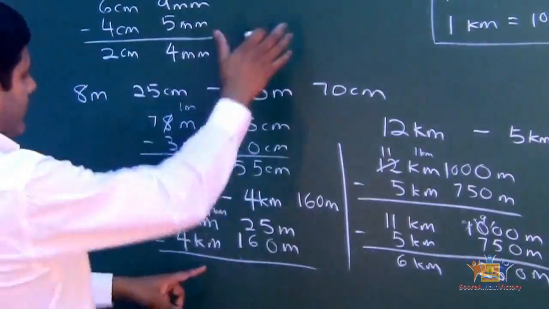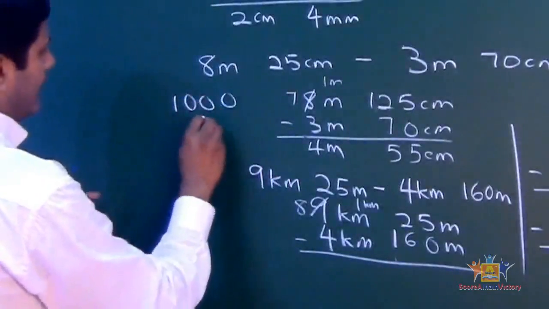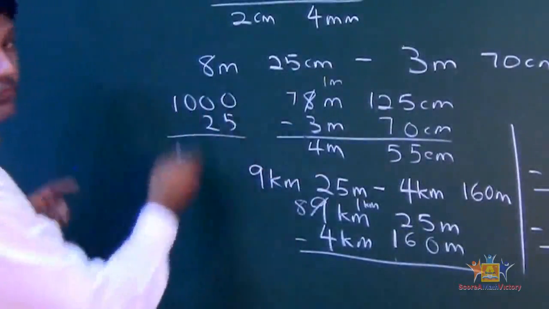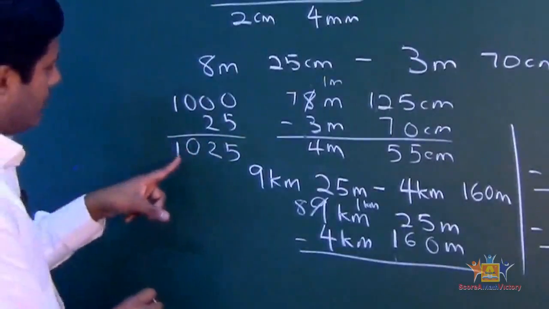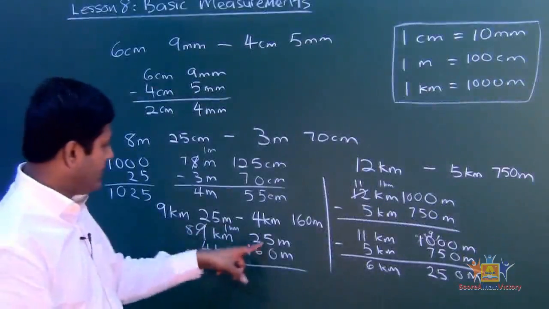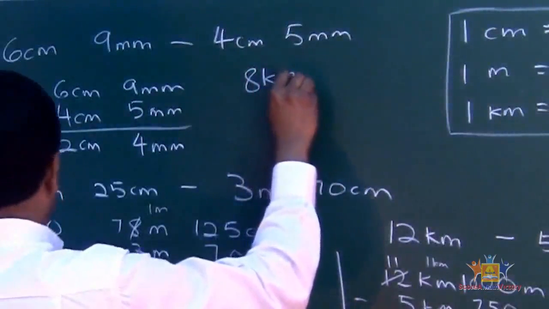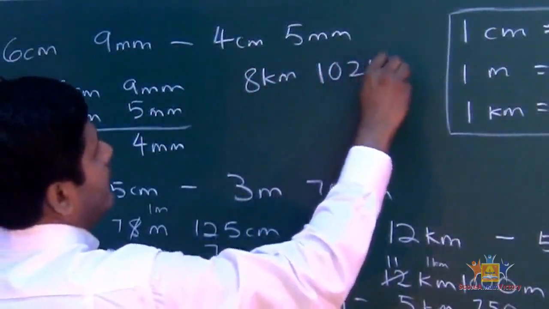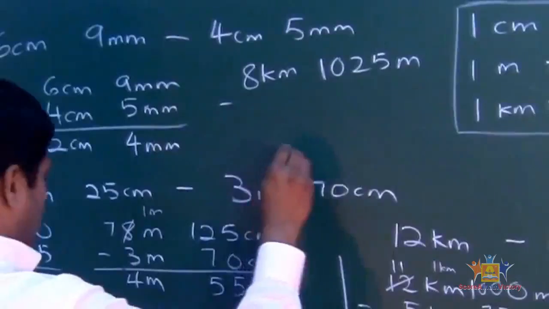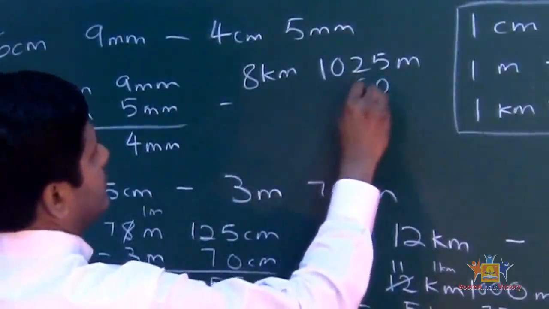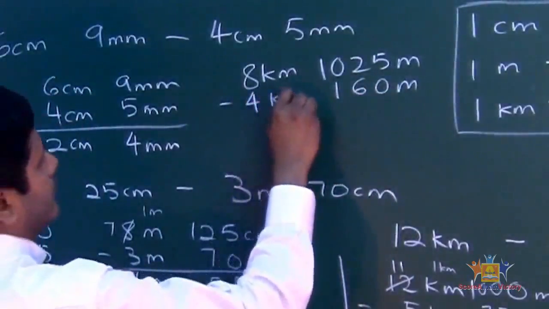So let's take this right there. I'm going to take the 1000. So let's add them. You got 1000, I'm adding it with 25. Lining them up is very important. So that becomes 1025 meters. So I'm going to rewrite here. So we'll get 8 kilometers, 1025 meters minus 160 meters and 4 kilometers.